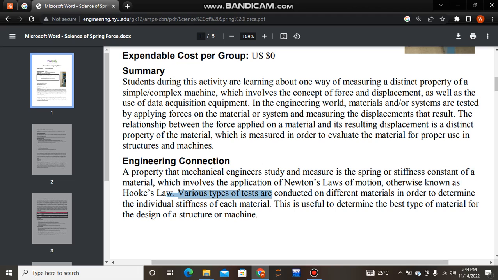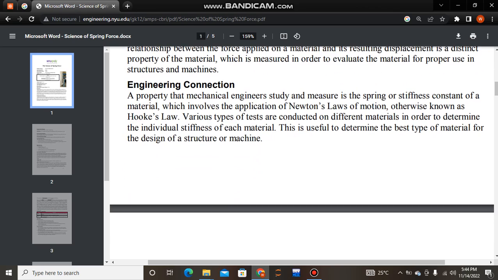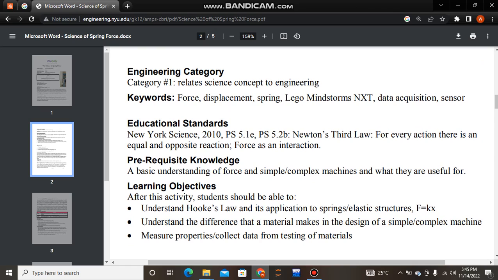Various types of tests are conducted on different materials in order to determine the individual stiffness of each material. This is useful to determine the best type of material for the design of a structure or machine. Engineering category number one relates science concept to engineering: force, displacement, spring, Lego Mindstorms NXT, data acquisition, sensors.